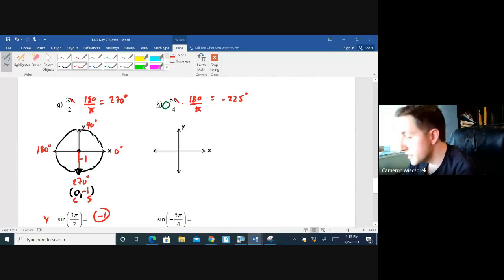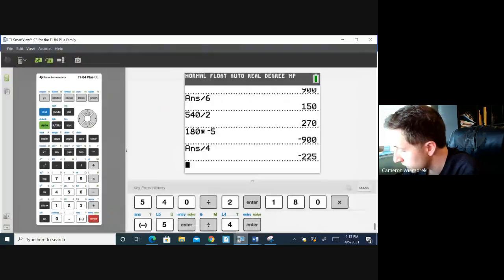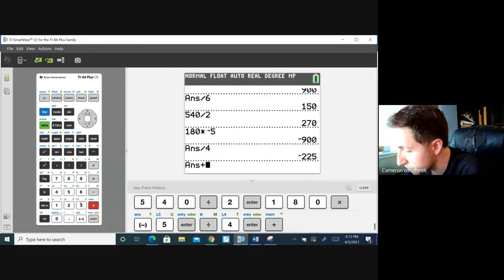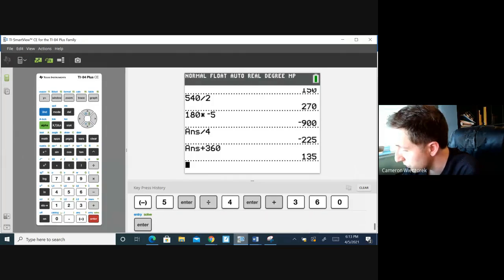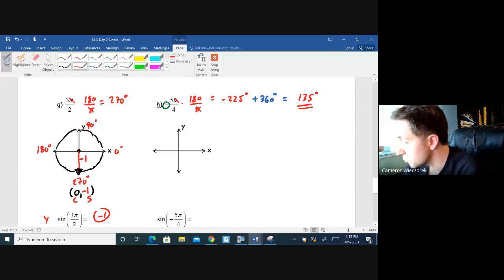So at least it's in degrees, but it's negative. I would rather deal with counterclockwise positive motion since that's what we're used to. So I'm going to add that coterminal 360 to give me that coterminal angle. You should already have -225 on your screen. All you have to do is hit +360. It'll take your answer and bring it down. 135 looks a lot easier to deal with than -225.